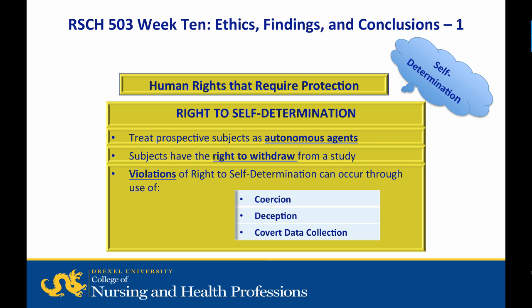There are four basic human rights that require protection in research. The first is the right to self-determination. This right of self-determination involves four components, including the obligation to treat prospective subjects as autonomous agents and informing subjects of their right to withdraw from a study at any point. Researchers may violate this right in a number of ways. They may coerce subjects, they may deceive subjects, they may sometimes covertly collect data without informing subjects.